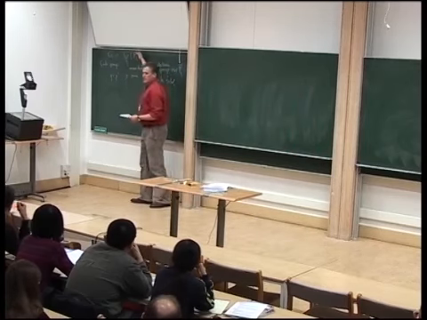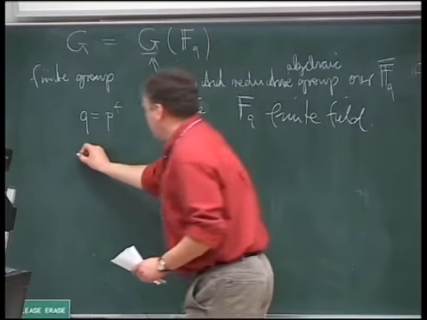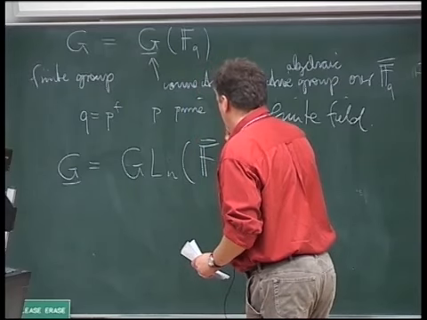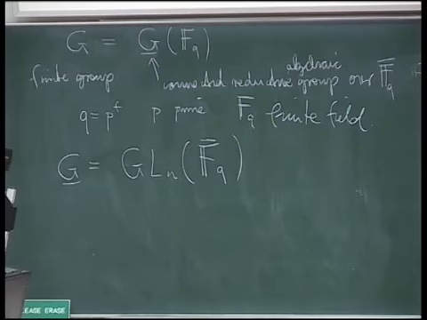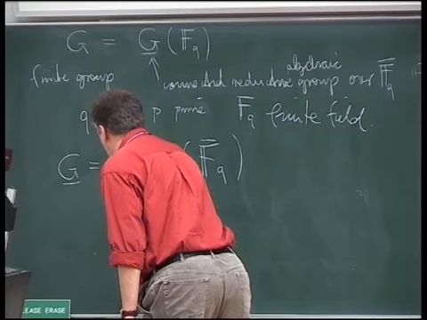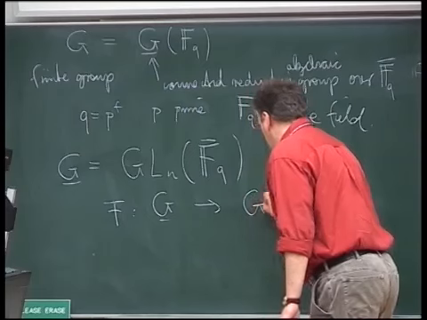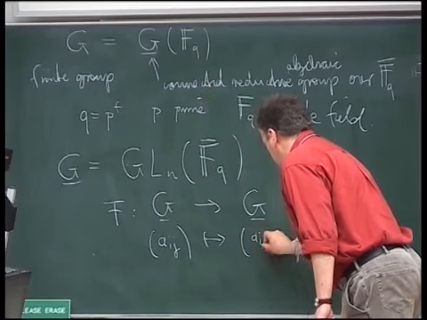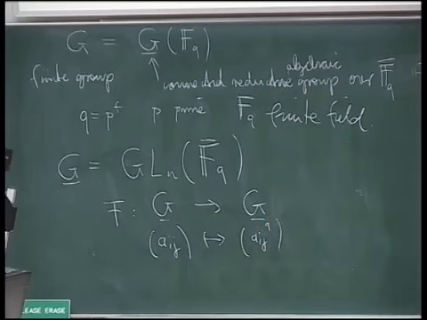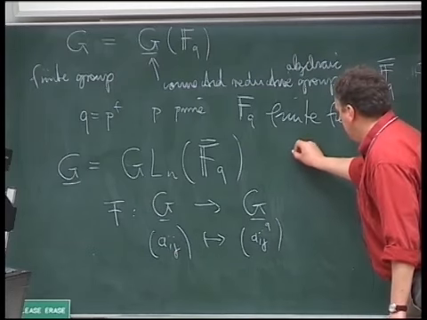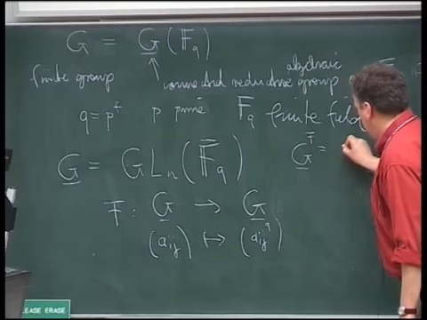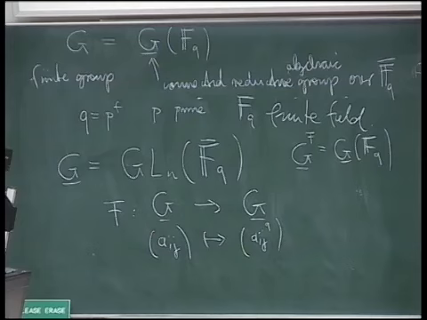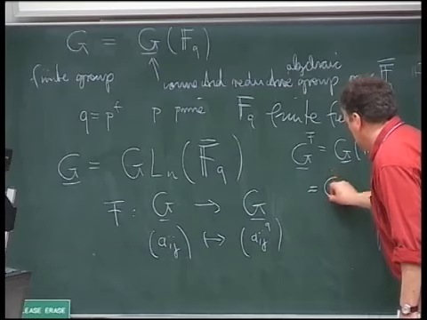So if you are not very familiar with this, just think of the example where G is GL_n over F_q bar, and then you can define a Frobenius map which sends a matrix to the matrix where you raise every entry to its q-th power, and then if you take fixed points under this map, which means you take just matrices whose coordinates are in F_q, you get the finite general linear group.